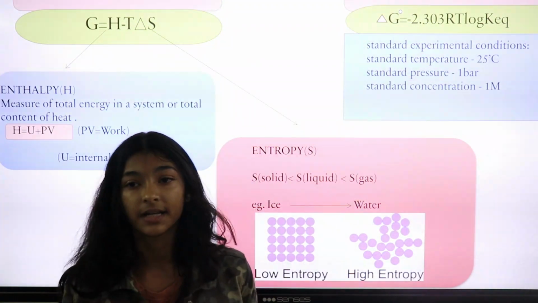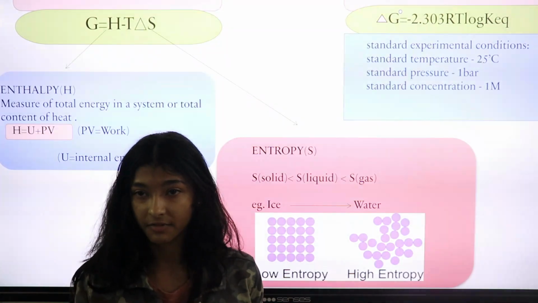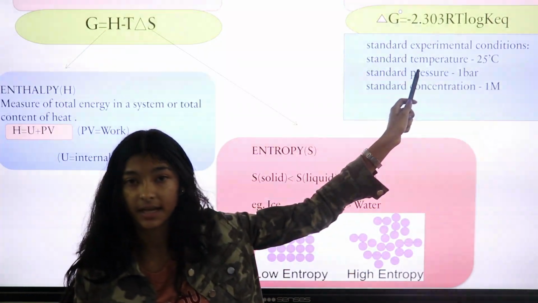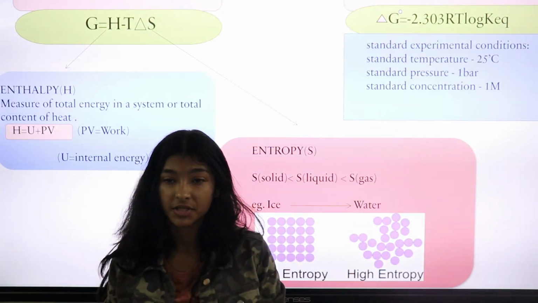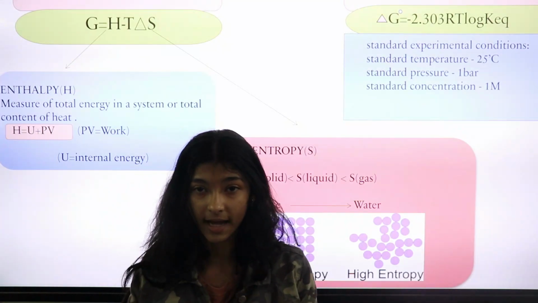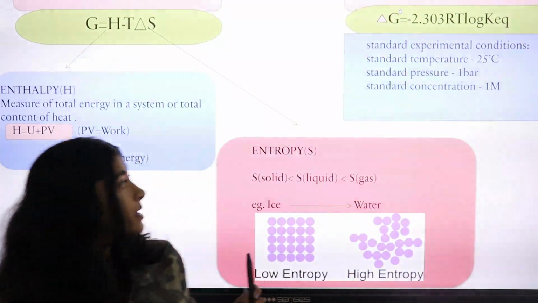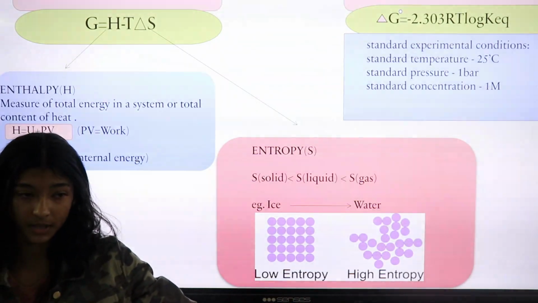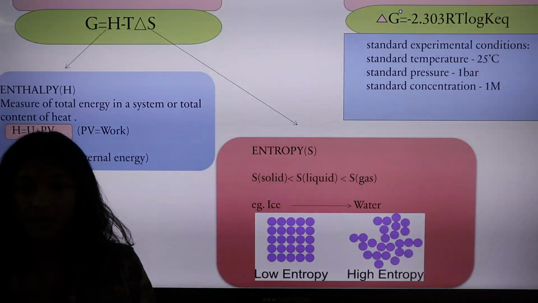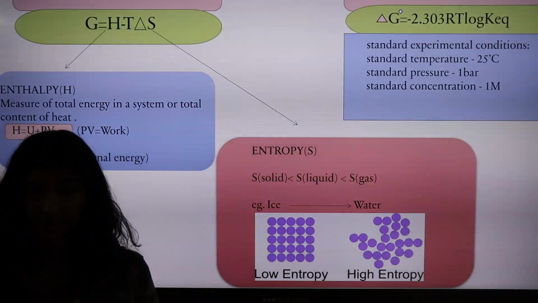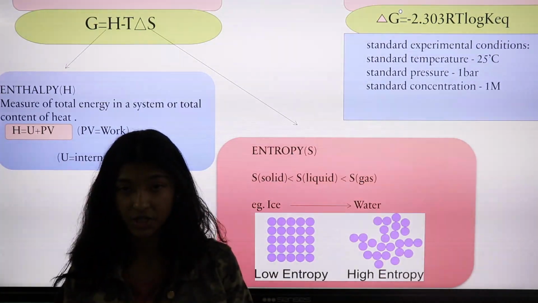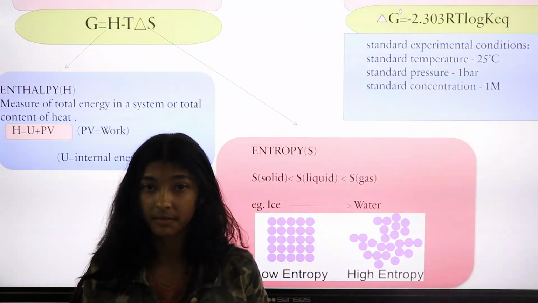And here the formula is delta G naught equals minus RT log K equilibrium, where R is the universal gas constant, T is the temperature that we take in Kelvin, and K is the equilibrium constant. K tells us about the concentration of reactant to the product. Now the main difference between both terms is that in Gibbs free energy, we do experiments at the actual or given temperature. But in standard Gibbs free energy, we do the reactions in a standard experimental condition.